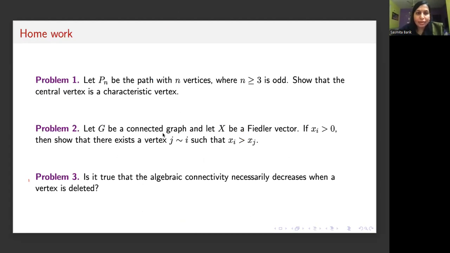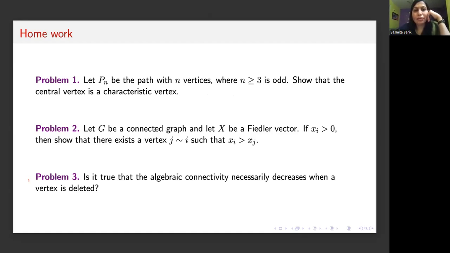So here I'll conclude by giving 3 problems which you can try. If I take a path of order n, and let's say n is odd, then the central vertex will be the characteristic vertex. As I told in the path of order 3 case, the central vertex is the characteristic vertex. So take odd n and look at Pn, and show that the central vertex is the characteristic vertex. In case of n even, you can guess what the characteristic edge or vertex will be.